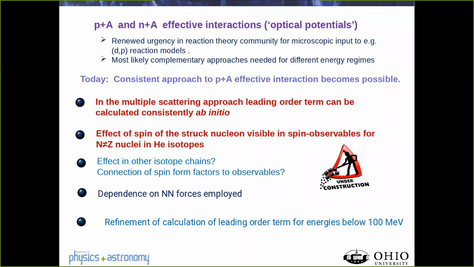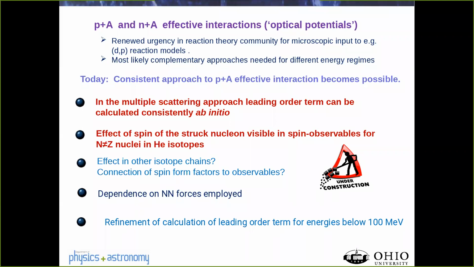And so now we are looking at the effect on other isotope chains. Obviously, with no-core shell model calculations, we are right now restricted to lower mass nuclear chains. What we also should really think about some more is how we can connect spin form factors to observables, because our experimental colleagues don't measure form factors, they are extracted. But there could be additional information about how the shape or the nuclear structure actually looks.